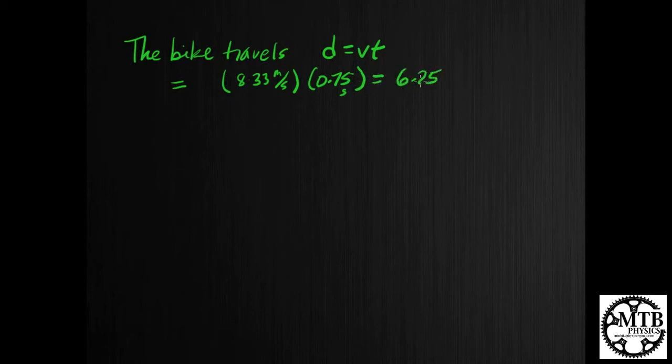Second thing we need to figure out is how far the bike is going to go. So we use D equals VT first to figure out how far he traveled prior to hitting his brakes. So that's 8.33 meters per second times 0.75 seconds. He travels 6.25 meters before he hits the brakes. And with this additional information, we can now find how far he travels.